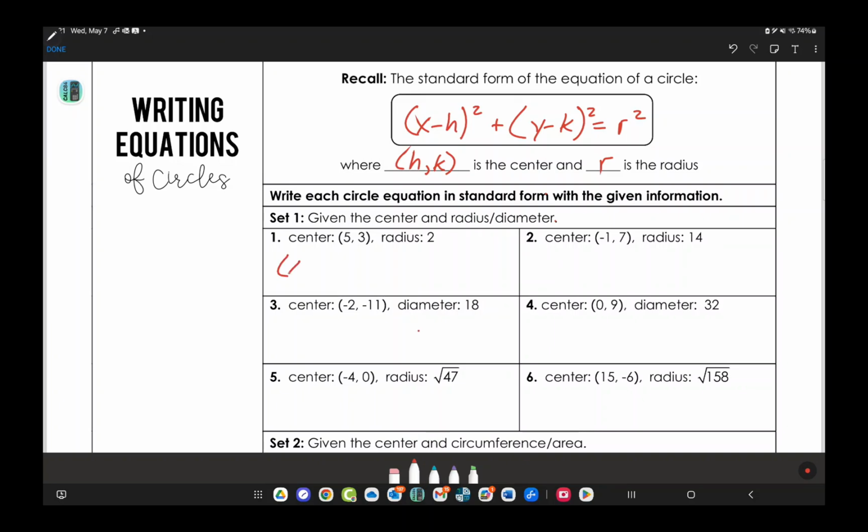Don't forget you have to change your signs, because it is x minus h and y minus k. So this is h, k, and this is r. So x minus 5 squared plus y minus 3 squared equals 2 squared, which is 4.